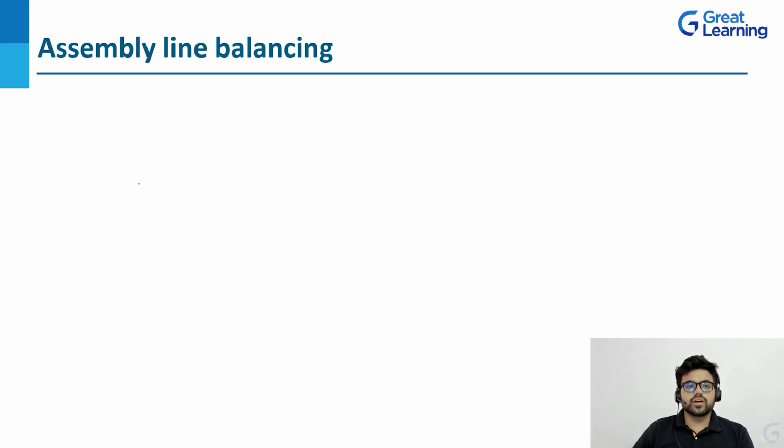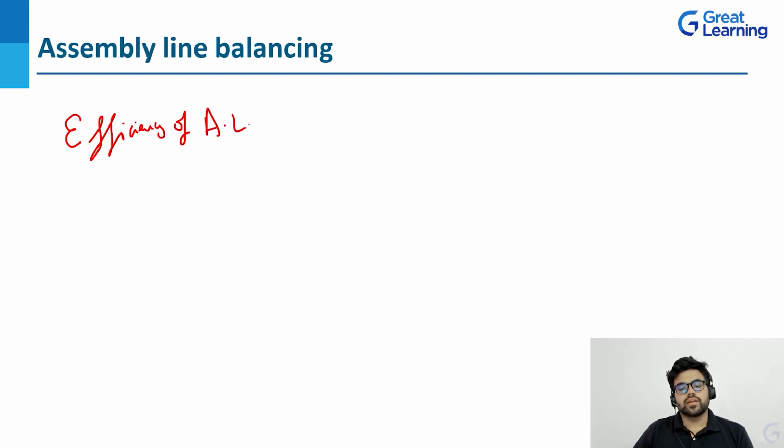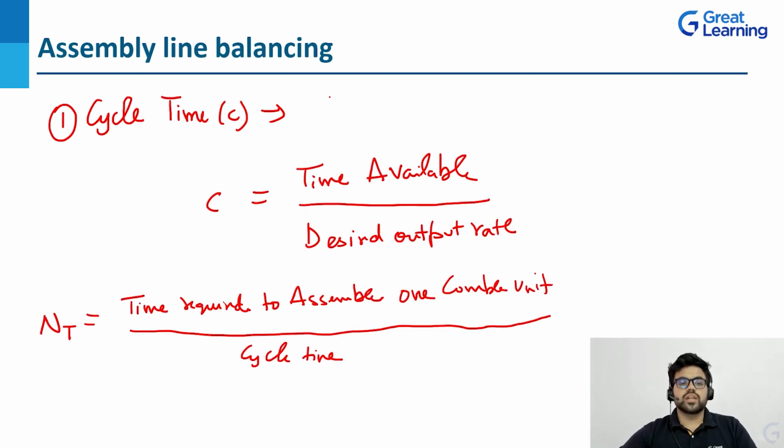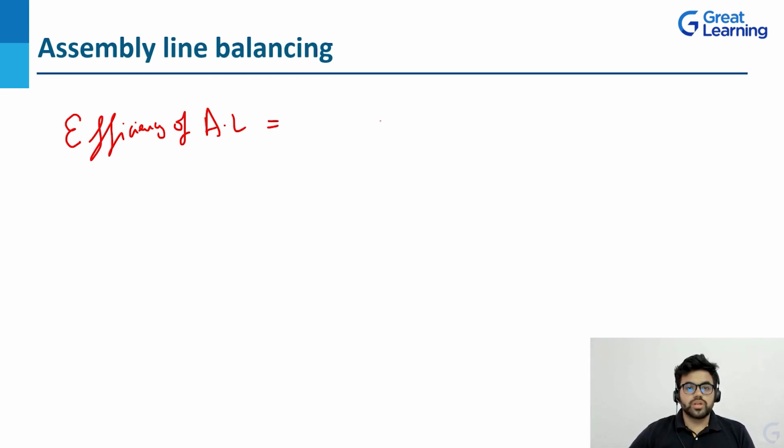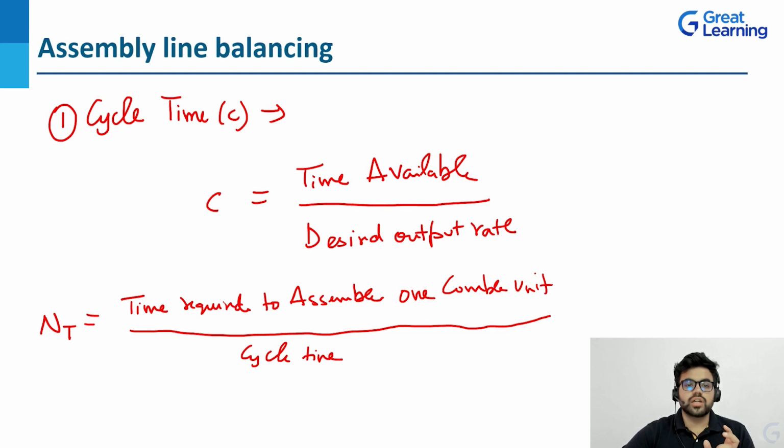Then the last thing that we discussed was the efficiency of that assembly line, remember? So the efficiency of the assembly line would be equal to what we just calculated. I'll just scroll back. So we just calculated nt, right? That is the theoretical number of stations. This would be the time required to assemble one unit, which we will sum by summation t, divided by this time we will calculate the actual number of minimum stations that are required, right?